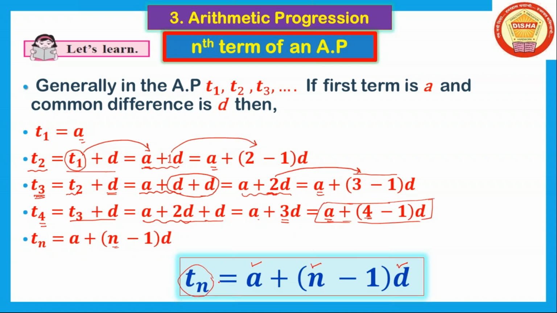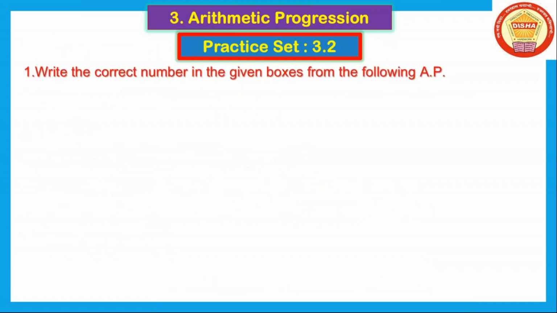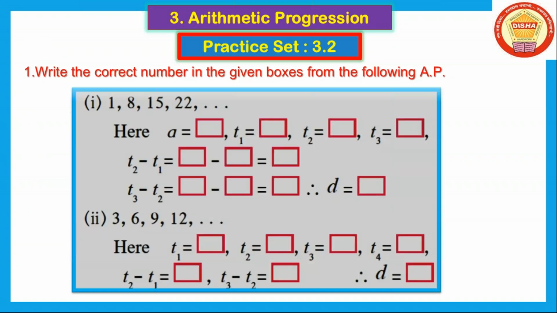On this theory part, the practice set 3.2 depends. So today we take here practice set 3.2. See, first question is given. Write the correct number in the given boxes from the following AP. In question number first, the activity is given here. We have to fill this activity, and this activity is asking for 2 marks in our question.